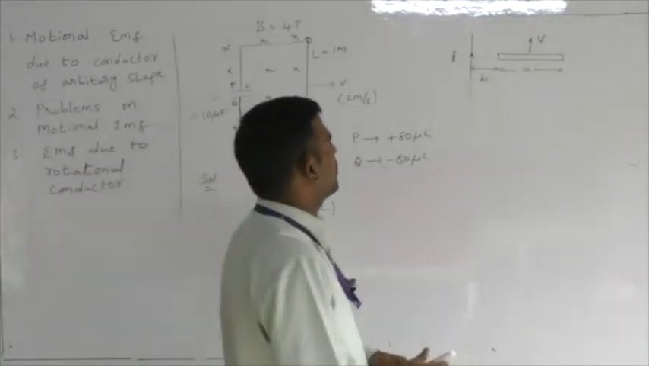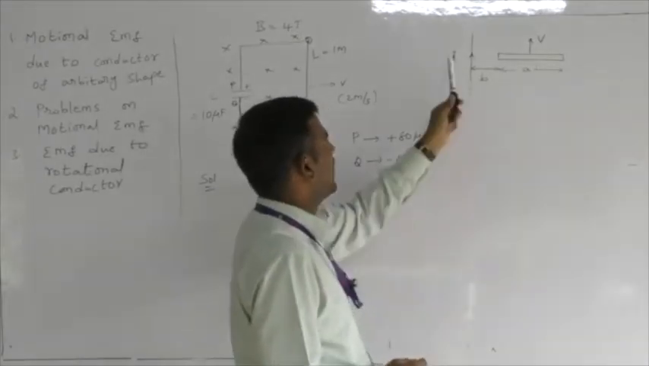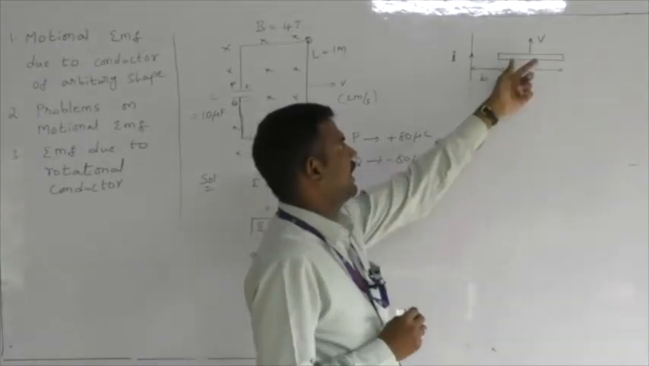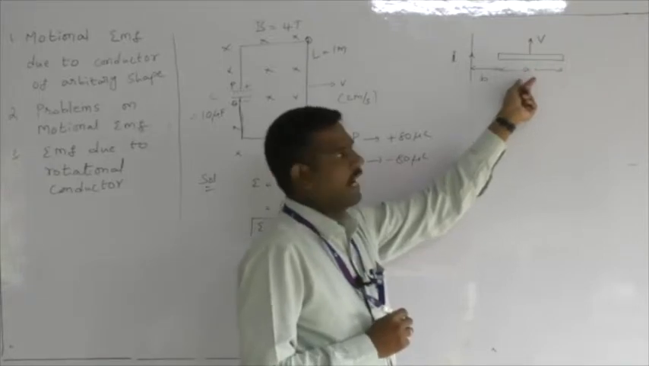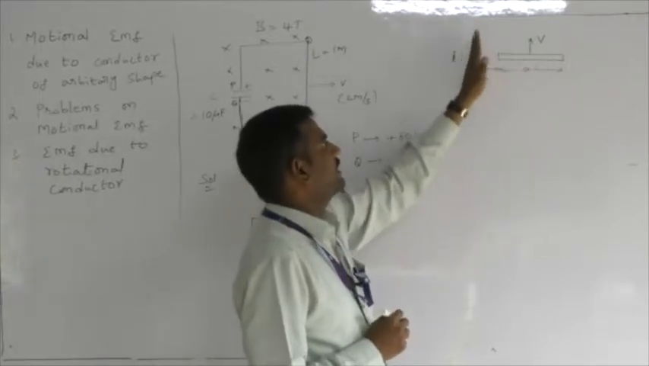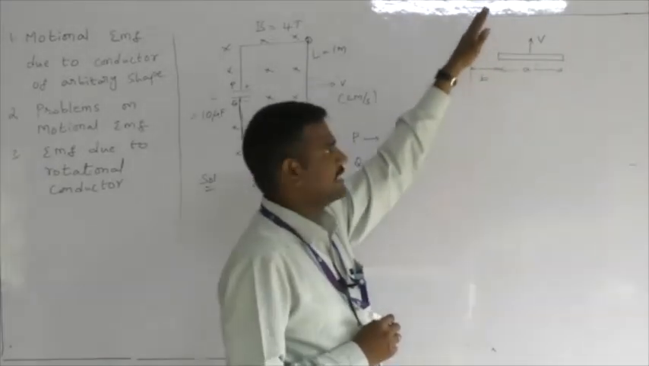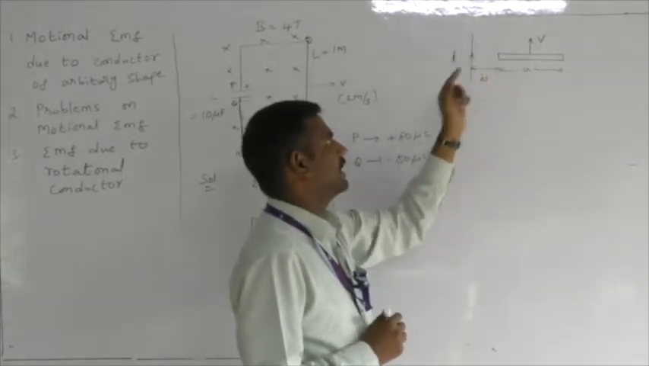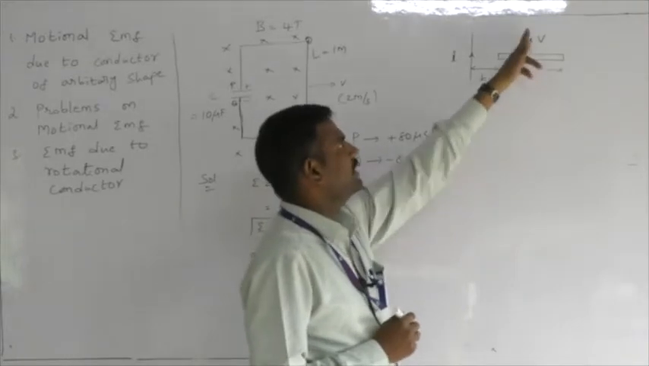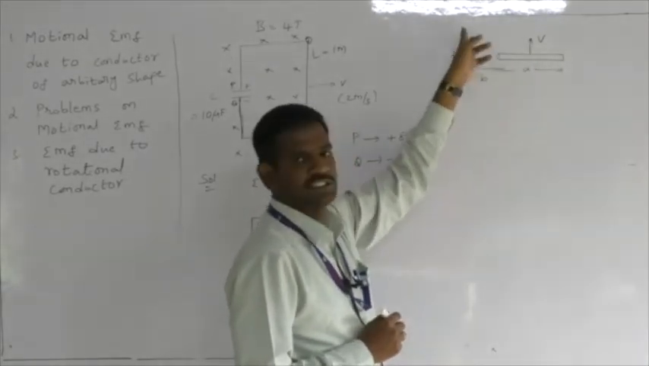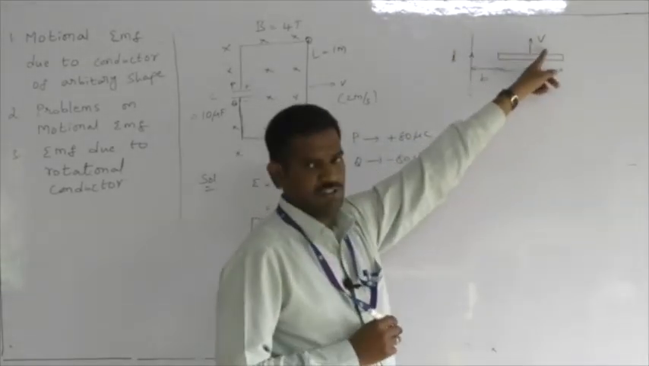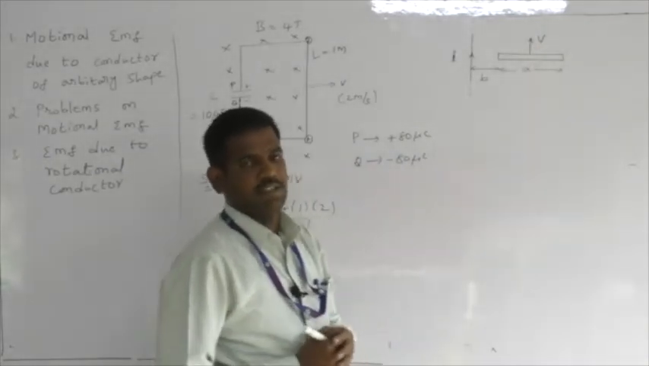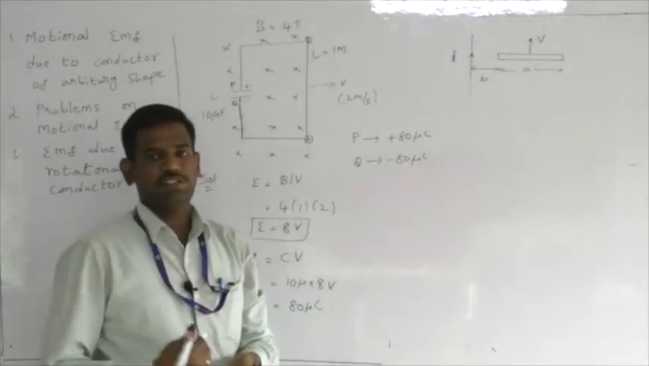Let me repeat again. Here it is an infinitely long conductor carrying the current I, and there is one conductor whose length is A, and it is kept near this conductor, such that one end is at a distance of B away from the conductor, and this conductor is moving inside the magnetic field due to this straight conductor with the velocity V. Now from this information we have to find out what is the induced EMF.